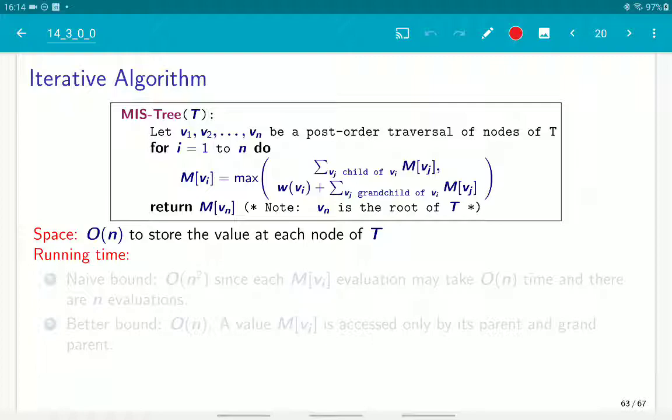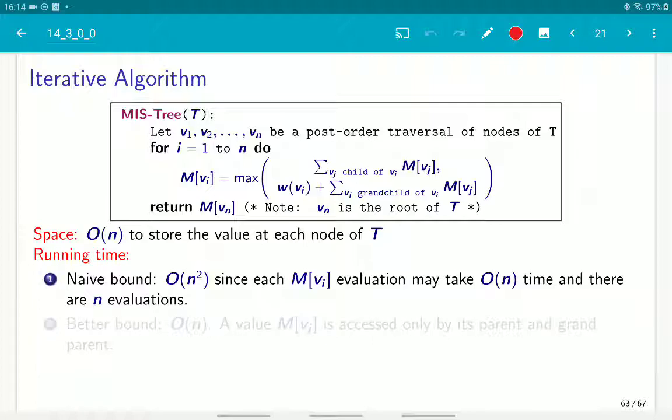The running time, so naively, it's quadratic, right? Because we have a linear number of nodes, and the summation here and summation here can have n elements. So together, this is quadratic, n times n, right?